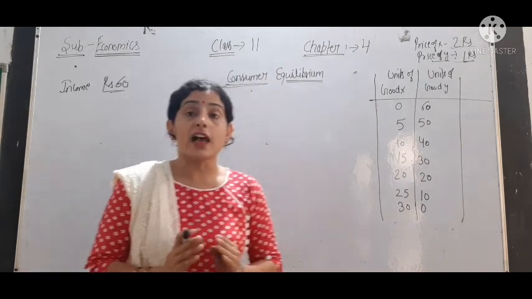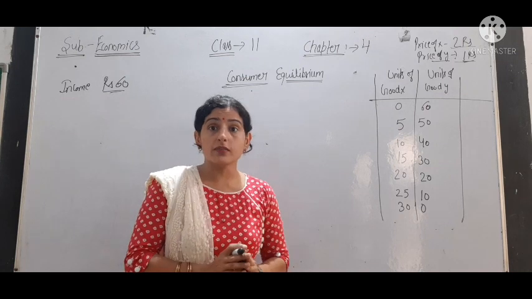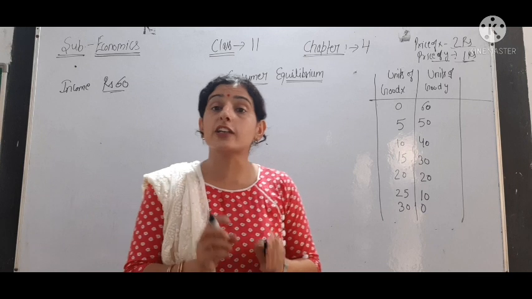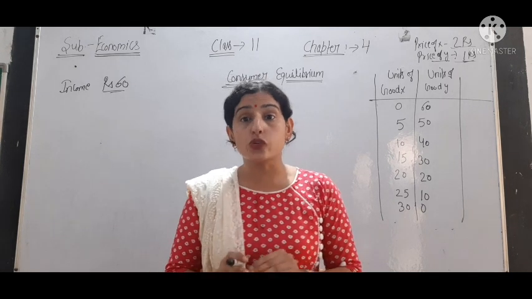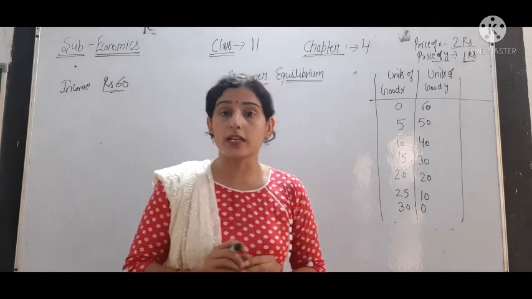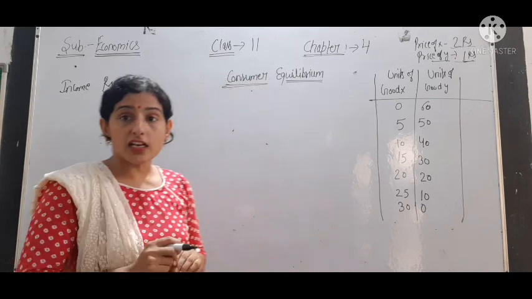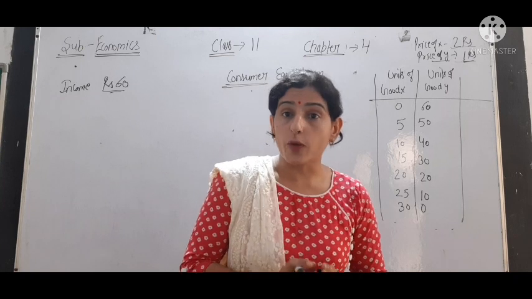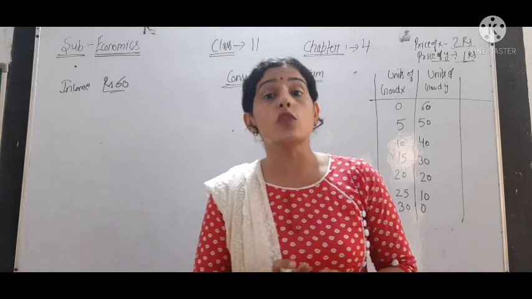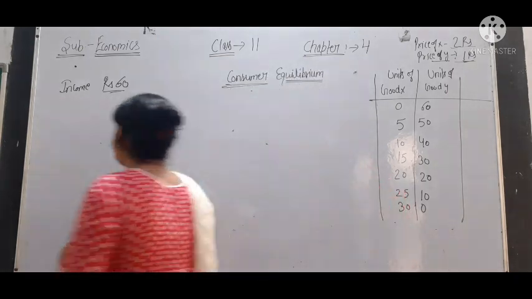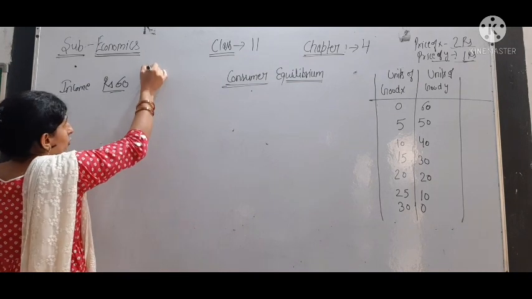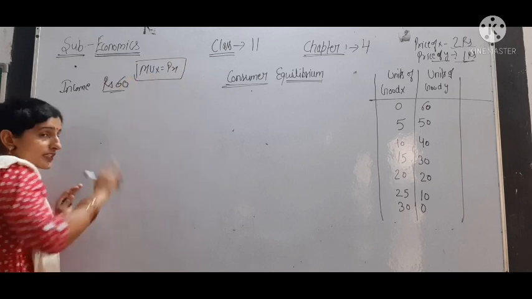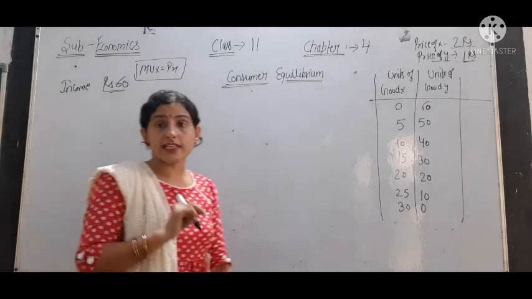Now we will understand this consumer equilibrium with the help of a table, but before discussing the table there are two conditions that should be satisfied in consumer equilibrium. As in cardinal utility we have discussed that marginal utility of commodity X should be equal to the price of commodity X, MUx equal to Px. This condition we have discussed in cardinal utility analysis.